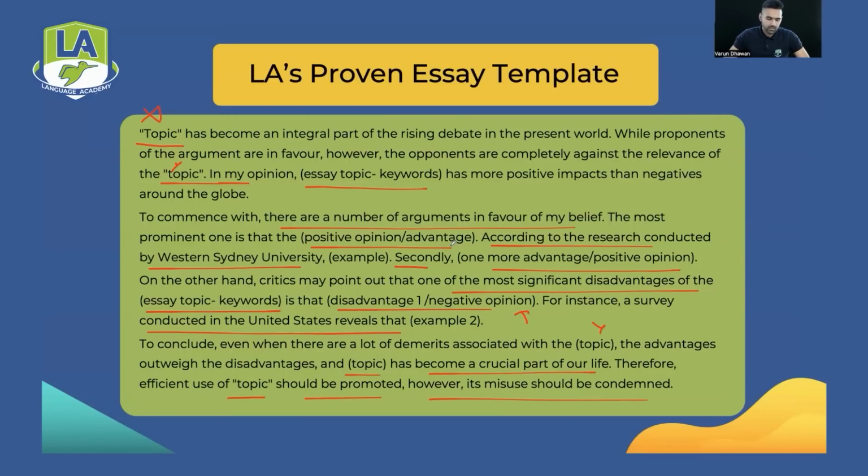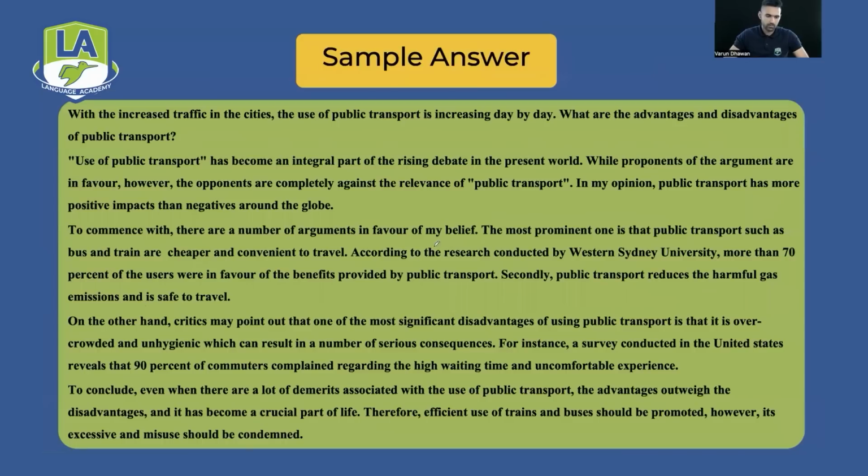This template might sound a bit difficult to you, but I'll show you an example. So this is our essay topic: with the increased traffic in the cities, the use of public transport is increasing day by day. What are the advantages and disadvantages of public transport? So what are the keywords? Public transport, increased traffic in the cities, use of public transport increasing day by day. These keywords I want you to include in your essay: traffic in the cities, use of public transport, public transport.